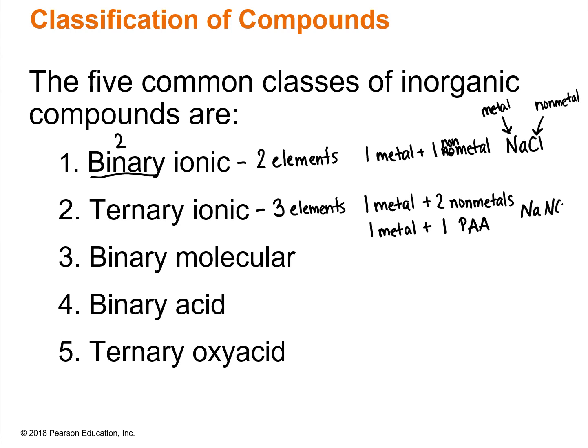An example of a ternary ionic compound would be NaNO3. So that's sodium nitrate. There is a metal, and this whole unit is a polyatomic anion, which is made of 2 nonmetals.